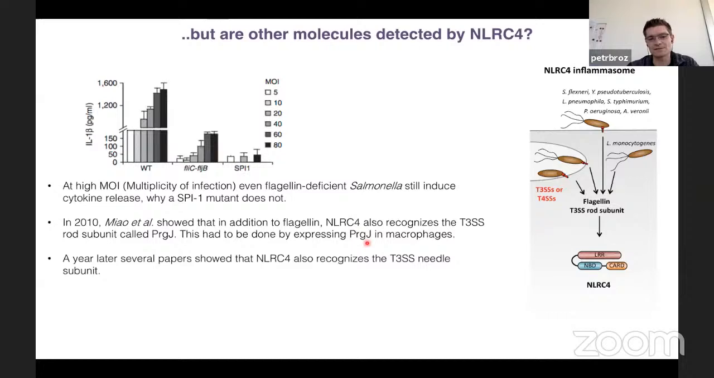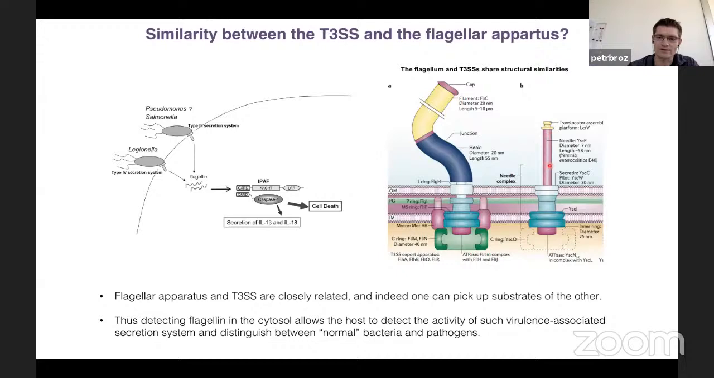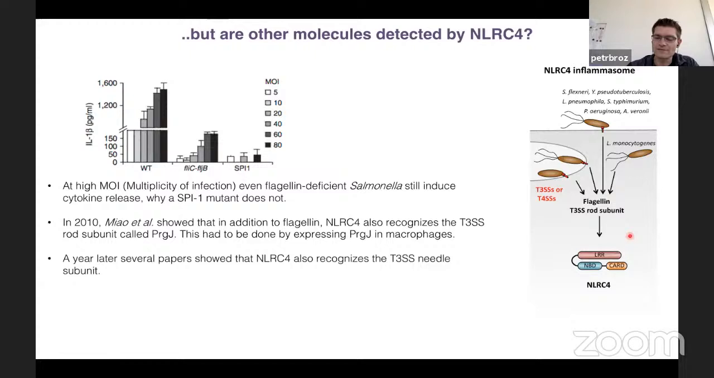Later on, there were papers that also showed that the needle subunit, which is this part here, can also be recognized. So in the end, we have several proteins of the type 3 secretion apparatus, which is employed by pathogenic bacteria, and also flagellin, being recognized by the same protein called NLRC4. This was shown with a number of bacterial pathogens over the years.